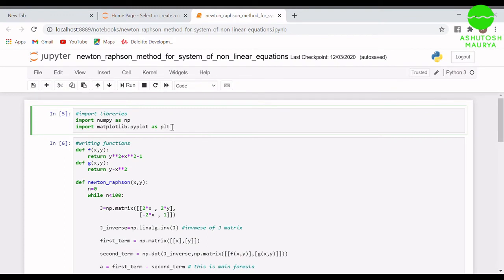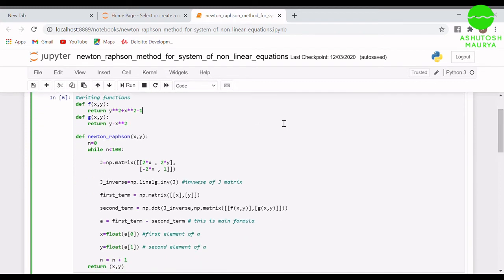In Python, first of all, we will import our necessary library numpy, which will be used to make matrices, and matplotlib will be used to plot the graphs. And now let's define our functions. This is our first function f, that is the circle, y square plus x square minus 1, and g is the parabola, y minus x square.